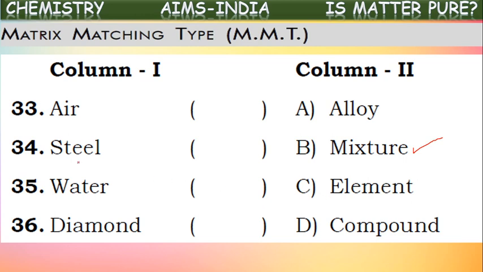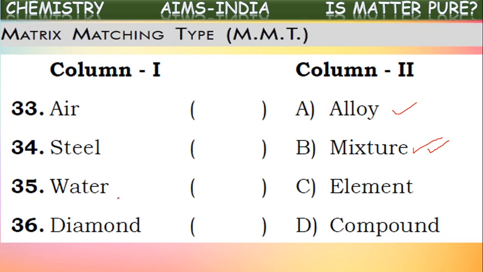What about steel? Steel will also come under a mixture because in that two or more metals are mixed. For example, stainless steel, brass, bronze, these are all alloys. Steel is also an alloy. So steel will come under an alloy as well as a mixture of two or more metals. The mixture of two or more metals is specially called an alloy. So steel is matched with alloy as well as mixture. Next, water.